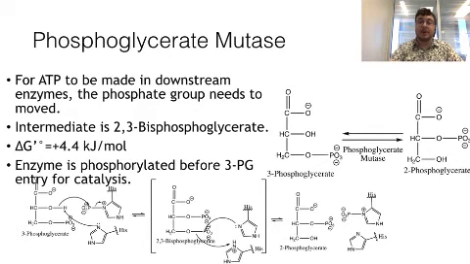This enzyme relies on two histidine side chains for enzymatic activity, one of which is phosphorylated before the 3-phosphoglycerate will enter the active site and is rephosphorylated before the 2-phosphoglycerate will leave. This mechanism is actually kind of interesting because the most commonly phosphorylated amino acids are serine, threonine, and tyrosine due to their hydroxyl groups. However, histidine is not as frequently phosphorylated, which is what makes this mechanism very interesting.